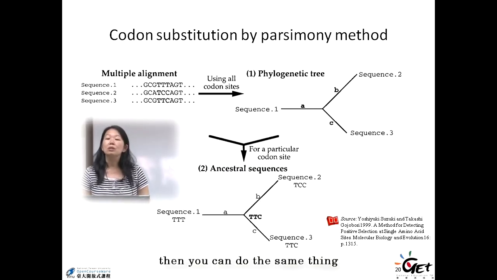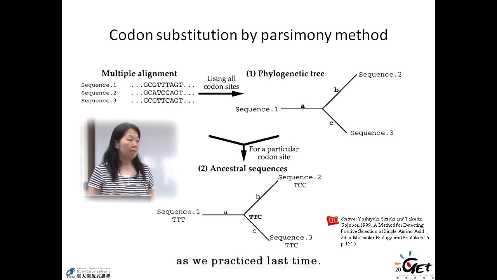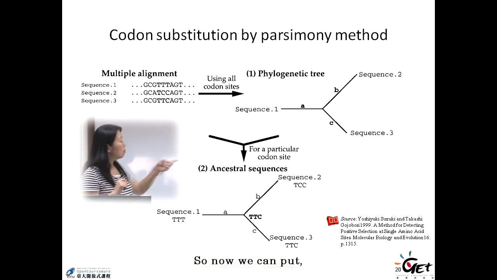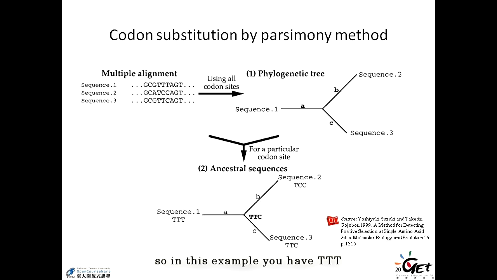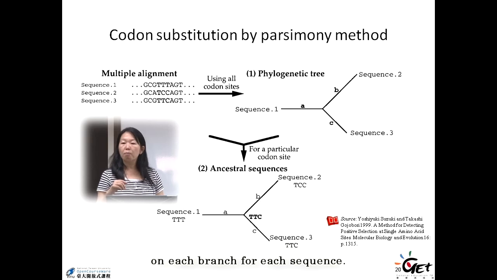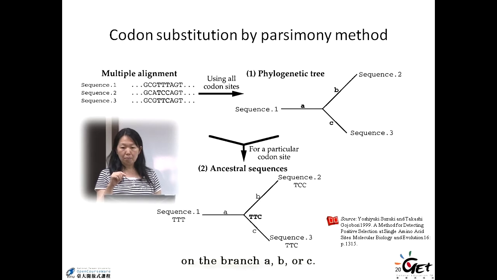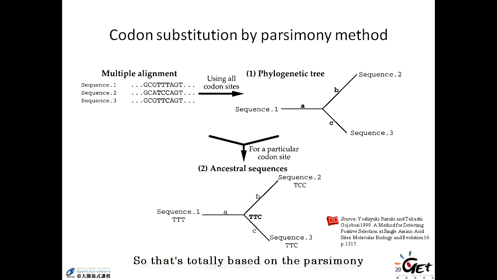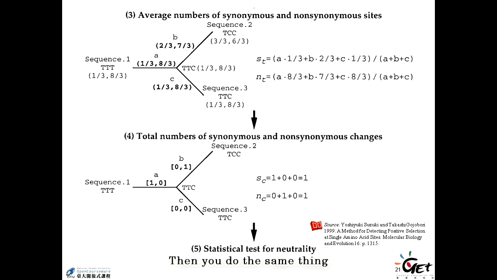Then you can do the same thing as we practiced last time. You try to assign the changes on each branch. So in this example, you have TTT, TCC, and TTC for each sequence. Then you can assign the changes on branch A, B, or C. That's totally based on the parsimony analysis.